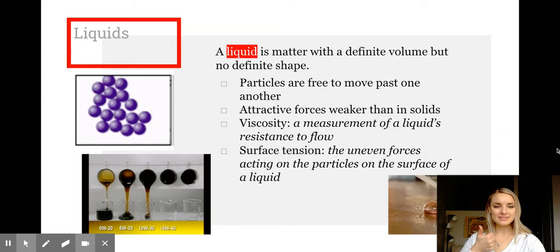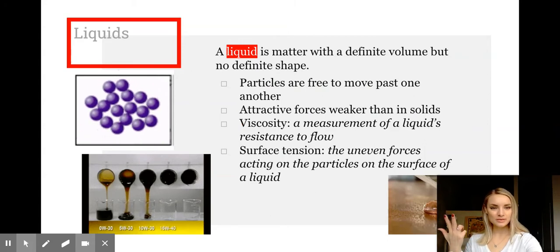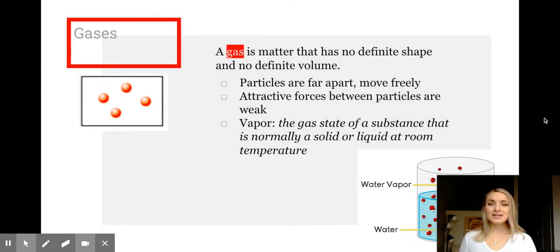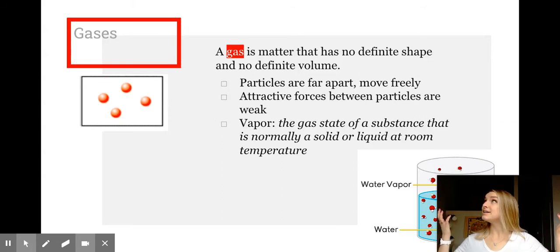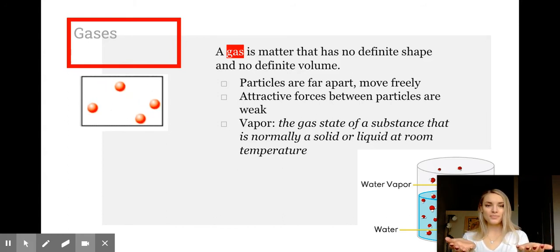So we've talked about solids, talked about liquids. We better talk about gases. A gas is matter that has no definite shape and no definite volume. Like I said, the air all around us is matter, and I can hold it in my hands, but that doesn't mean that that's the shape of air. I can feel it moving past me, but it doesn't necessarily have a definite volume.